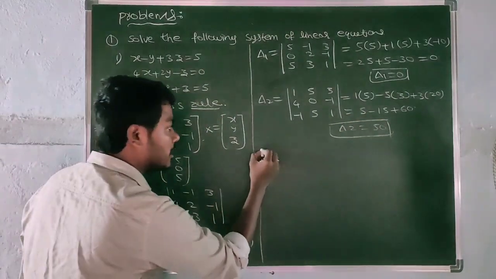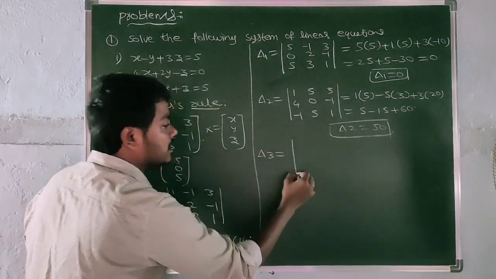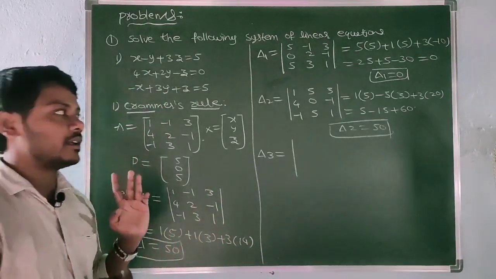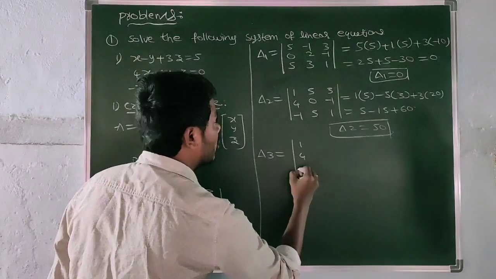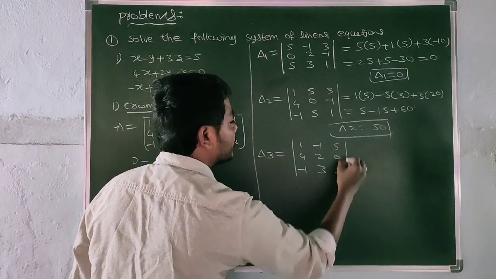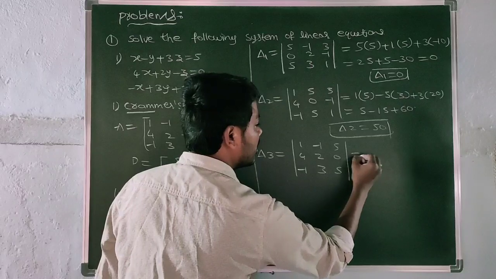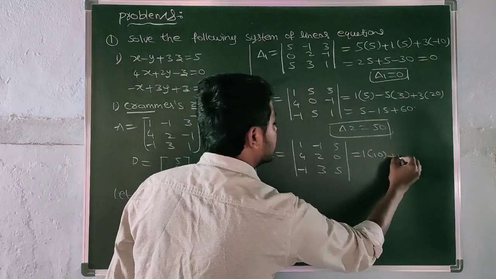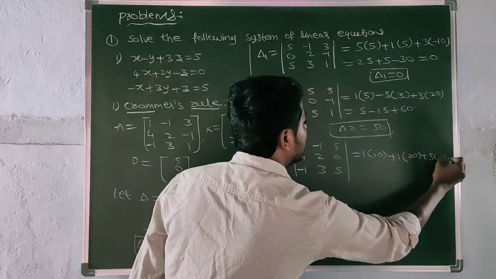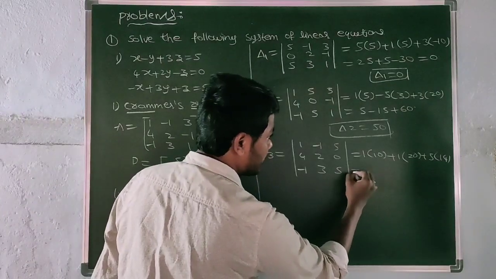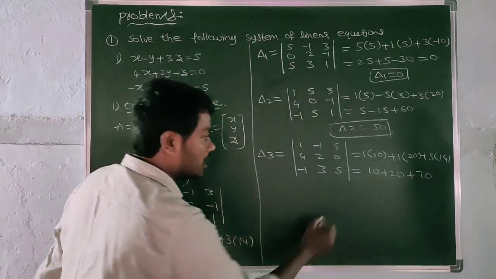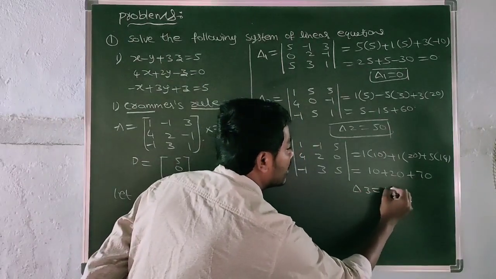Next find delta 3. So delta 3 is, see here how to write delta 3? Replace third column with a constant matrix. That is 1, 4 minus 1, minus 1, 2, 3, 5, 0, 5. Now find this determinant. 1 into 10 plus 1 into 20 plus 5 into 14. So this is 10 plus 20 plus 70. Therefore delta 3 value is 100.